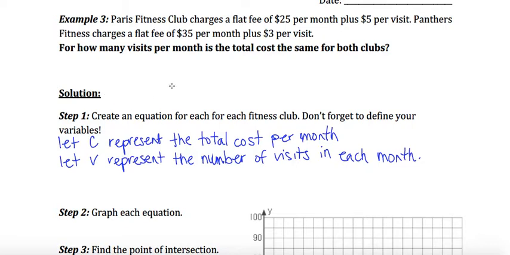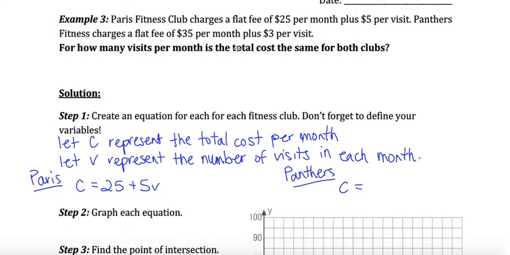Okay, so now we're going to create an equation for the Paris Fitness Club, and we're going to create an equation for the Panthers Fitness Club. So the total cost for Paris will be $25 per month, so you're charging $25 regardless of whether you go to the gym or not, and plus $5 per visit, so 5 times V. For Panthers Fitness Club, the total cost per month, they're going to charge you $35 per month regardless if you go or not, plus $3 per visit, so 3 times V.